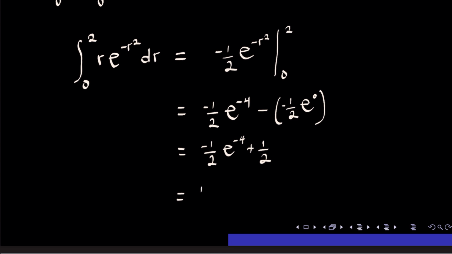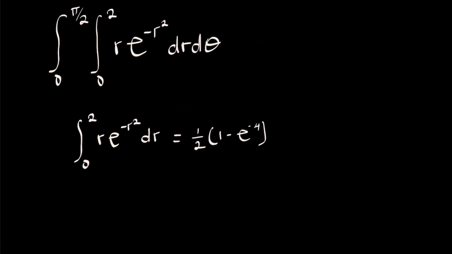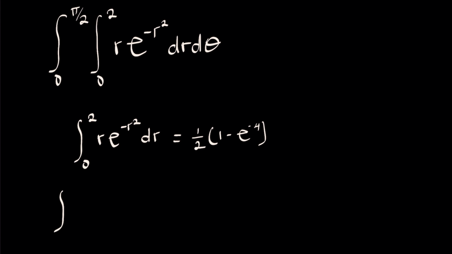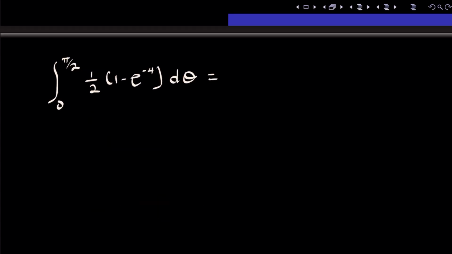Factorizing 1/2 out gives 1/2 (1 minus e^-4). So the next step is to substitute this in place of the inner integral. Thus, we are going to have the integral from 0 to pi on 2 of 1/2 (1 minus e^-4) d theta. We now integrate this.